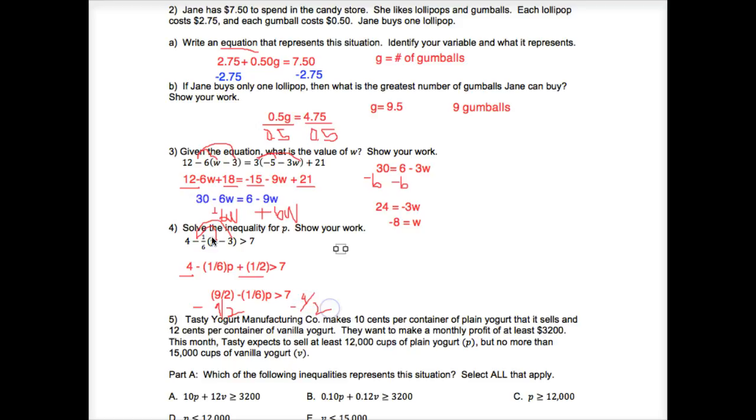So on the left side, those are going to cancel, and I'm just going to end up with my negative 1/6 p. On the right side, I've got 7 minus 9 over 2, which gives me 5 over 2. Again, you can use the calculator for that.